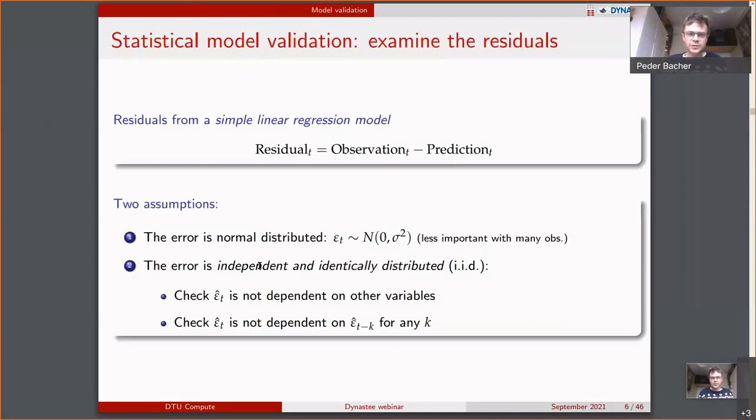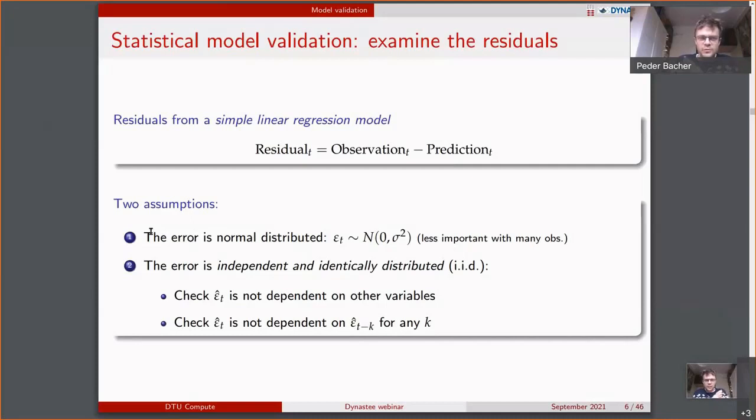The second assumption behind this model is that the errors are independent and identically distributed, which means that the errors are not depending on other variables that we have, or any of the variables we have, and that it's not dependent over time, so it's not dependent on some previous value of the error. When we have time series, that's very important for us to check to understand if we have modeled the system correctly or as well as we can.